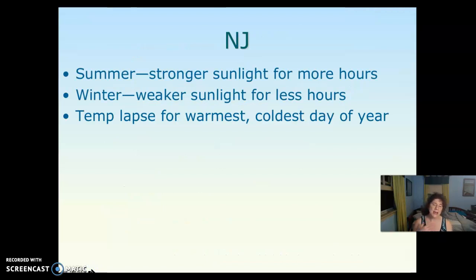In New Jersey, the differences in these seasons means that we get stronger, longer sun in the summer. Obviously, we get weaker, shorter sunshine in the winter. And our longest day of the year is not our warmest day of the year. And conversely, our shortest day of the year is not our coldest day of the year. And that is also related to transfer of energy and temperature lapses.